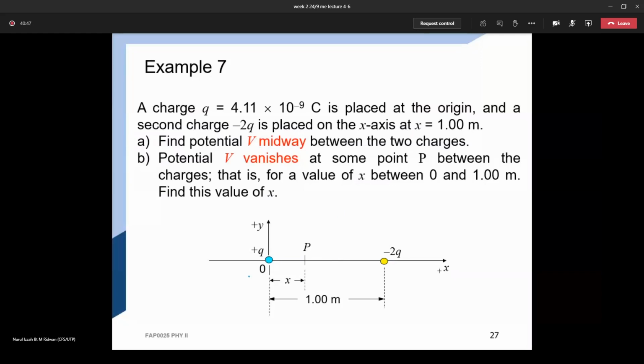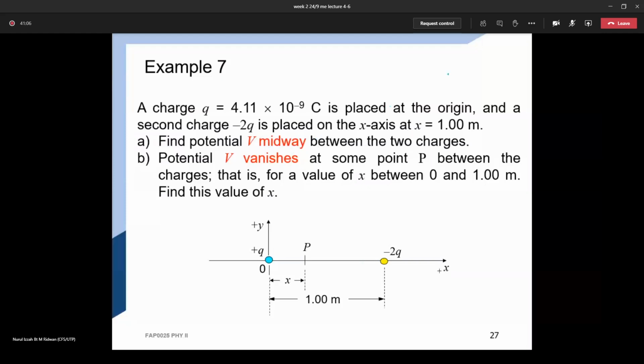The condition is different. Even though you are in the middle, it will be 0.5 from charge 1, 0.5 from charge 2. But right now, the magnitude of the charges is different. So it will not be 0 right in the middle. So you need to calculate for it.